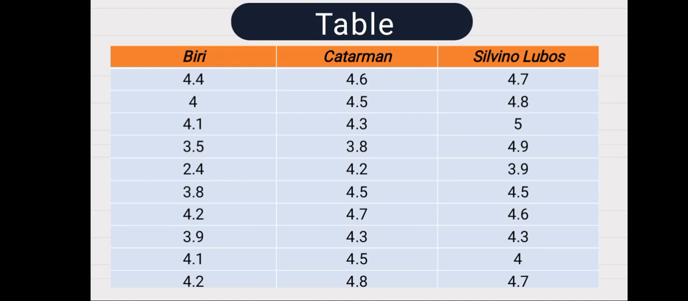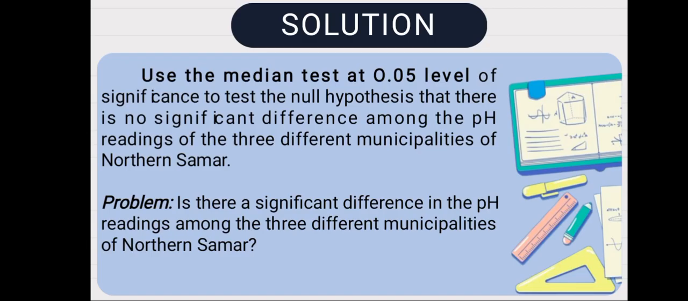So, mao na itong table, ang Berry, Caterman, Silvino Lobos. Ang data na to. So, use the median test at 0.05 level. So, malangyapon atong alpha diri. Atong alpha. Ang gamit sa median test, ang alpha na kay 0.05 yapon. Then, the problem is: is there a significant difference in the pH readings among the three different municipalities of Northern Samar?